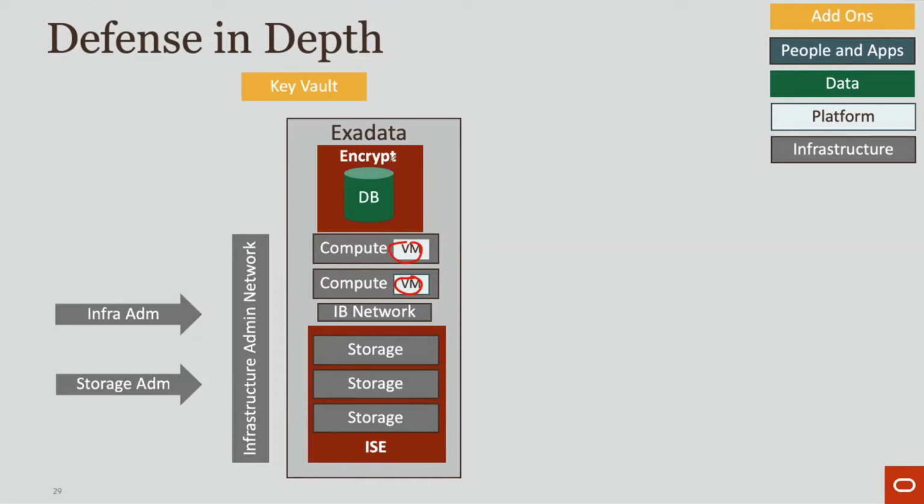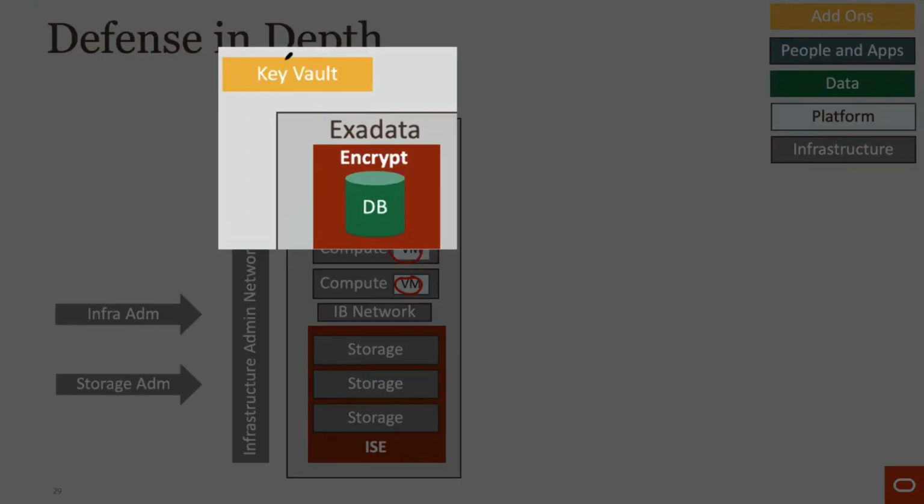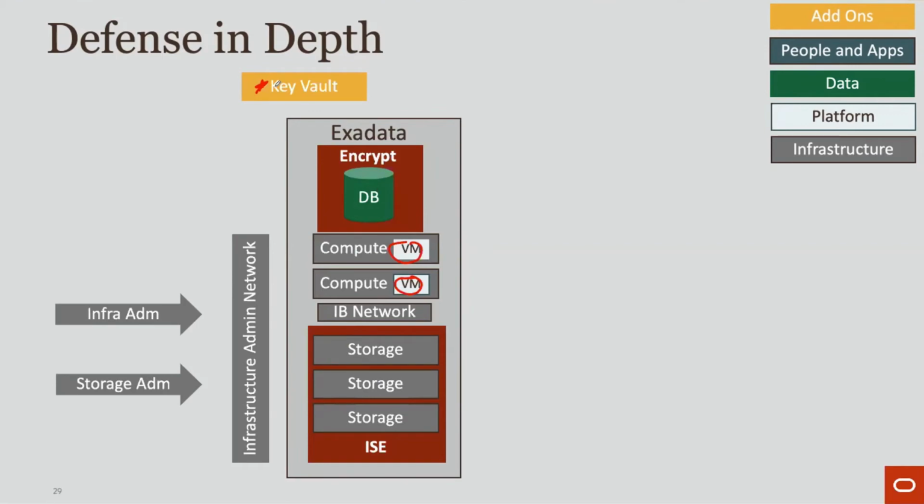The next bit is that you can take that TDE encryption key, completely remove the master encryption key from the infrastructure, and store it in a completely separate location like Oracle Key Vault or any third-party HSM. That control removes the key from the infrastructure, providing you another layer of isolation.